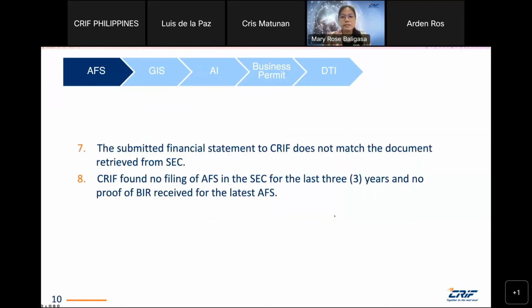Then 7, the submitted financial statements to CRIF do not match the document retrieved from the Securities and Exchange Commission. So, hindi lang naman kami kumukuha ng documents directly from the subject company. Siyempre, we need to verify it sa mga public sources. And one of which is yung financial statements na galing sa Securities and Exchange Commission.